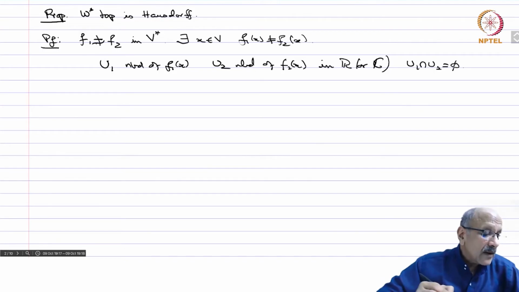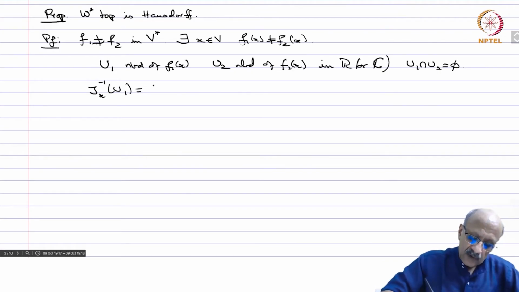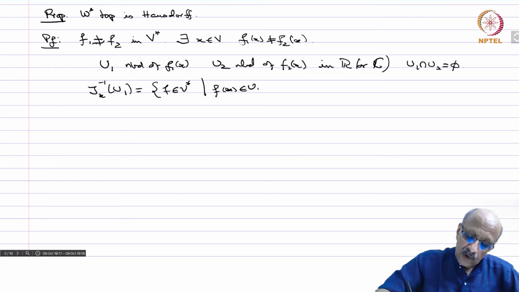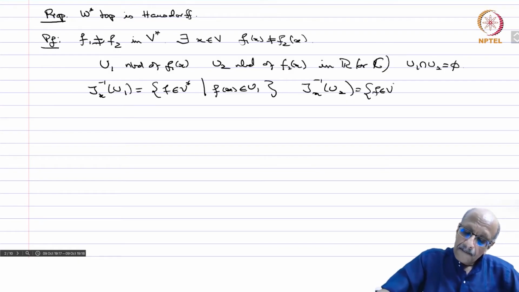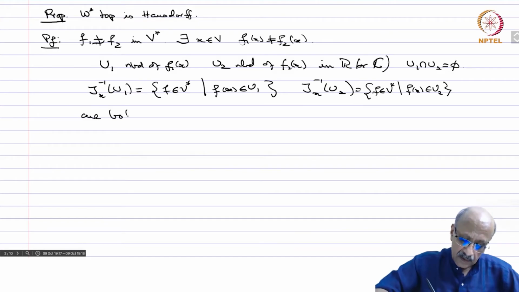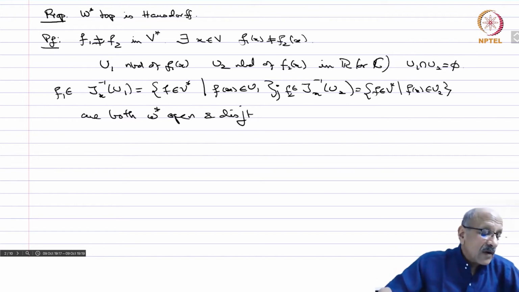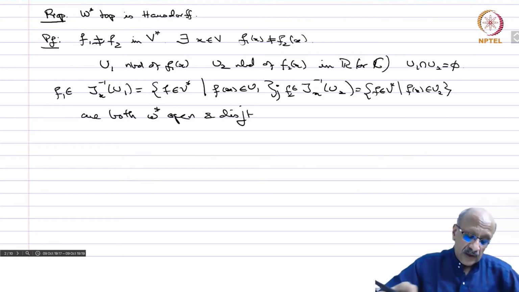So now you take Jx inverse of U1. This is the set of all f in V star such that f of x belongs to U1, and Jx inverse of U2 is the set of all f in V star such that f of x is in U2. These are both weak star open by definition, because each is Jx inverse of something open, and they are disjoint. You have f1 belonging to the first and f2 belonging to the second. So you have weak star neighborhoods of these.